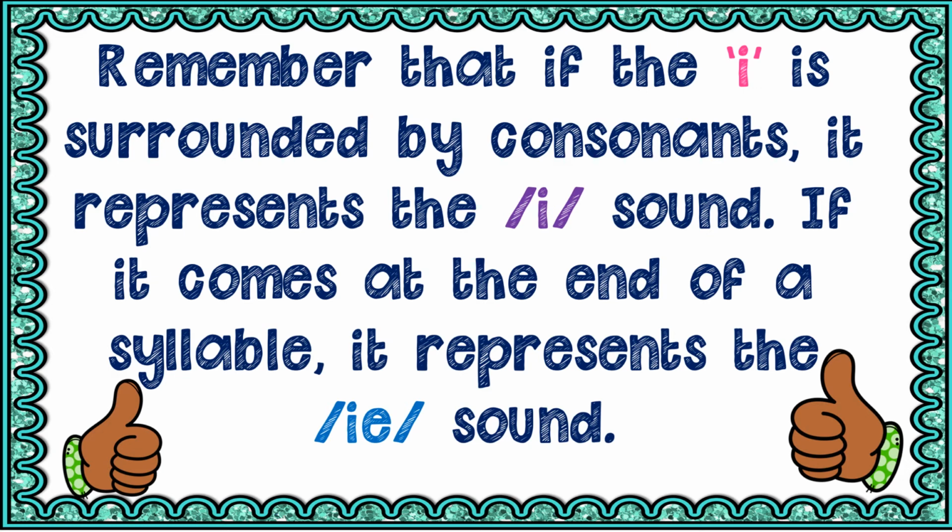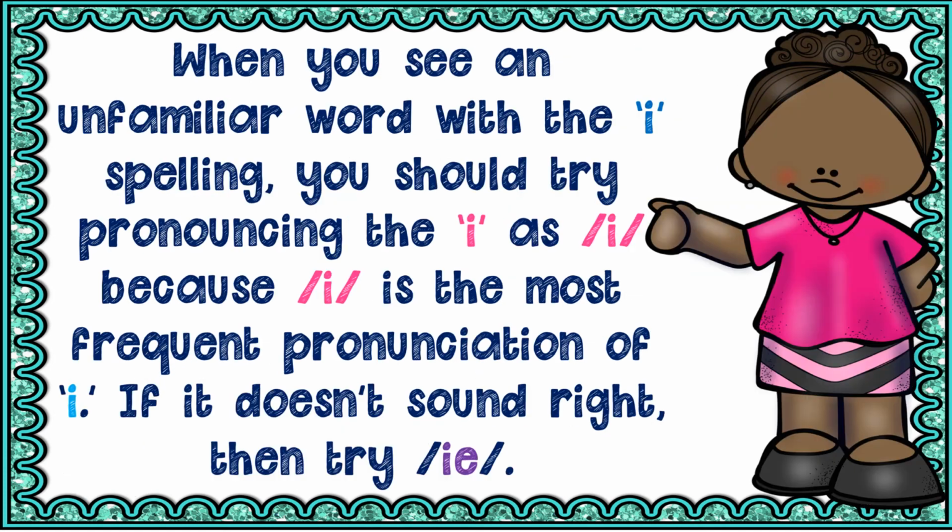Remember that if the I is surrounded by consonants, it represents the short I sound. If it comes at the end of a syllable, it represents the long I sound. This is going to help you later with reading some words. And when you see an unfamiliar word with the I spelling, you should try pronouncing it short I first, because that's the most frequent pronunciation. But if it doesn't work, try the long I sound, because sometimes there are those rule breakers, and they're often in our language. So always go with the most frequent pronunciation first, which is your short vowels, and then try your long sound.